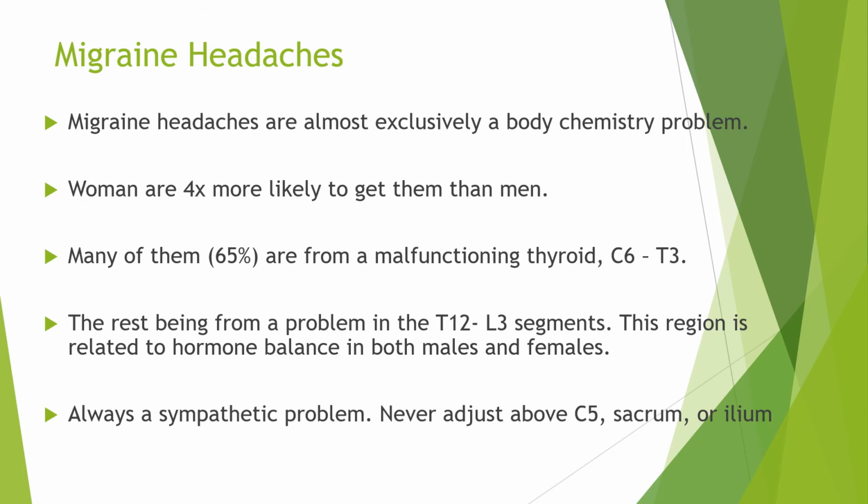The second most common area is in the T12 to L3 segments. This region is more hormone related, hormone balance for both males and females. The T12 through L3 area for females and males are innervation to the reproductive system, and particularly the gonads, ovaries for the female and testicles for the male, and those are the ones that are body chemistry related to hormones.